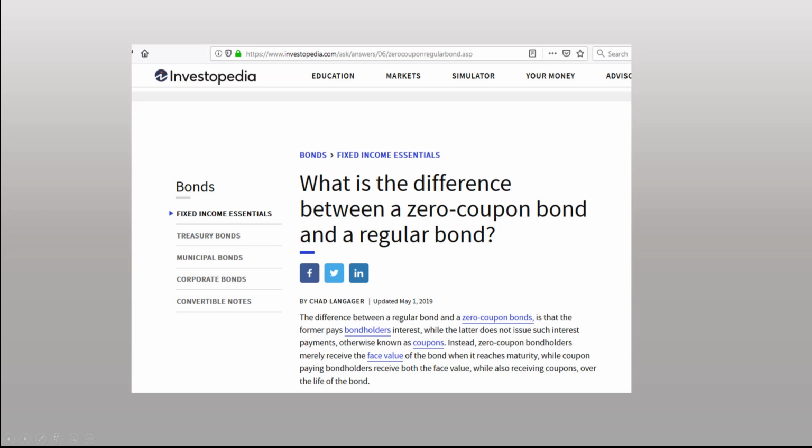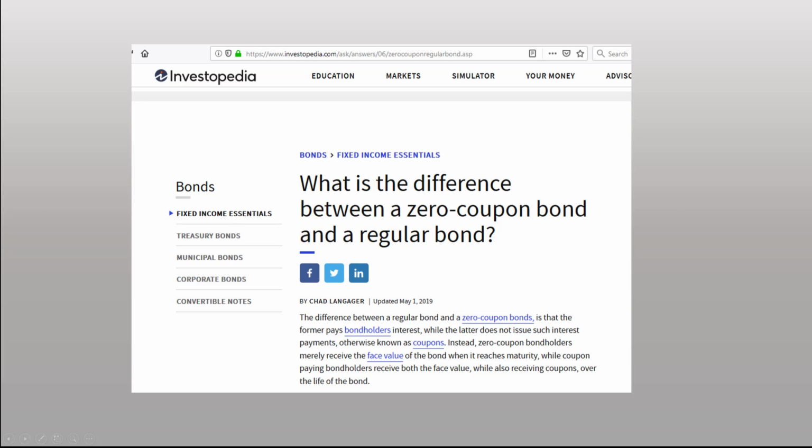Here's a very great site, Investopedia. If you want to know anything about financial terms or anything like that, go to this site. In there, I just happened to find an article from Chad Langganger. I believe that's how he spells his name. I apologize if I mispronounce it. This was done on May 1st, 2019, about the differences between a zero coupon bond and a regular bond.